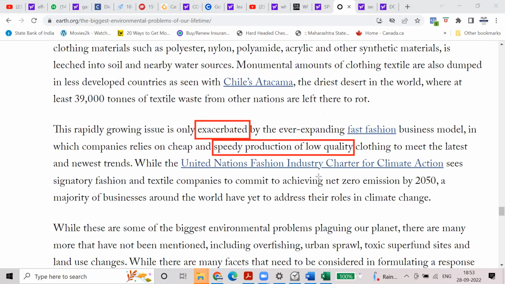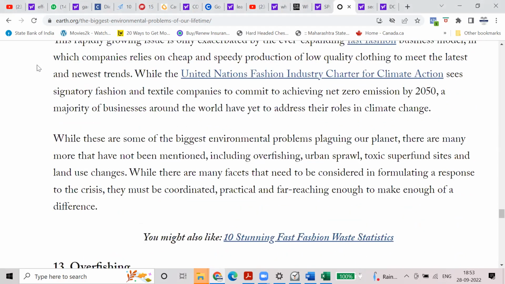We want to achieve zero emission by 2050. We are trying to do that. How? I don't know. There are different campaigns: overfishing, urban sprawl, toxic superfund sites, land use changes. We have to do a lot of things. We have to formulate a response to the crisis that must be coordinated. That means only you doing it in one corner of the world won't help. It should be practical also, and far reaching enough. That means everyone should be impacted.